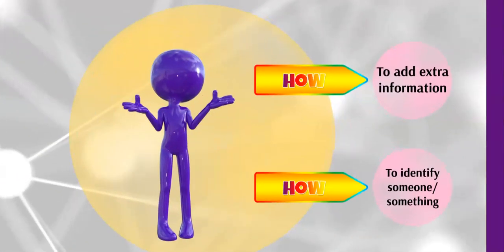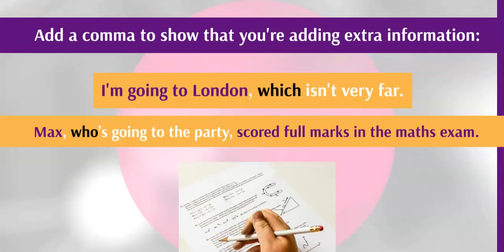Relative clauses are used in two ways, and the first way is to add extra information. When you add extra information, always separate it with a comma. Let's return to our original example. I'm going to London, comma, which isn't very far. Because of the comma, we now know that which isn't very far is extra, unimportant information tagged to the end of the sentence.